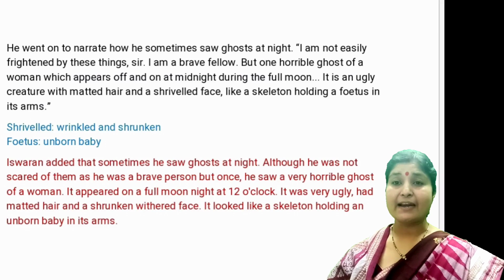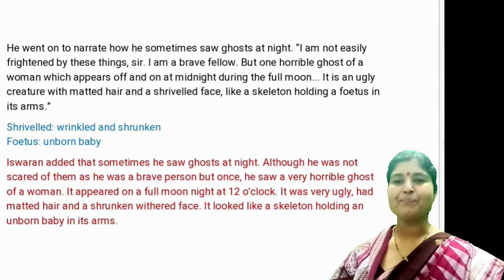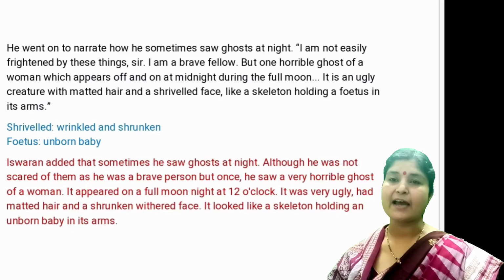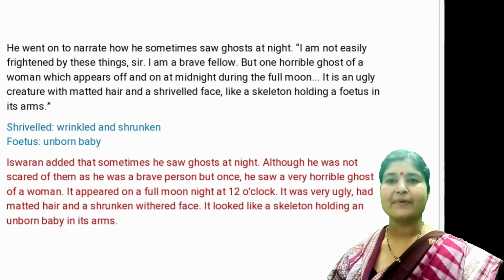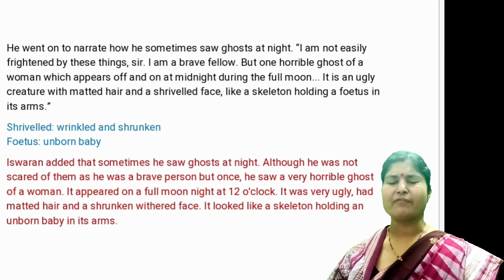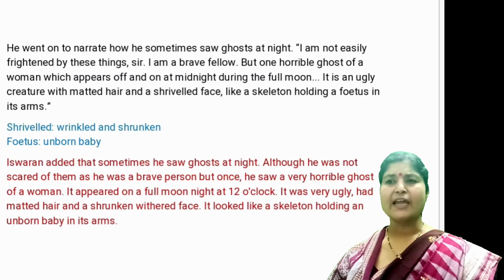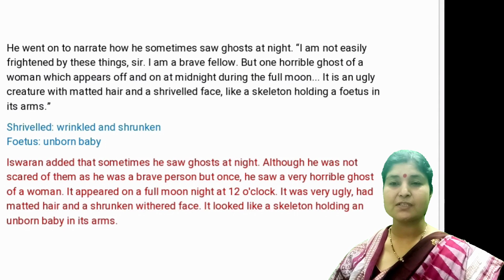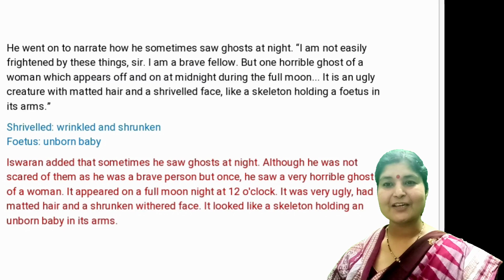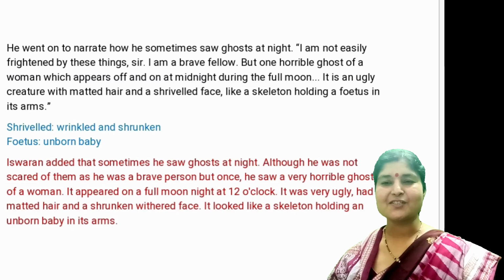So now Iswaran was narrating the story about the ghosts. Iswaran added that sometimes he saw ghosts at night, although he was not scared of them. He was saying that he was not scared of them as he was a brave person. But once he saw a very horrible ghost of a woman. It appeared on a full moon night at 12 o'clock at midnight. It was very ugly, had matted hair and a shrunken, withered face. It looked like a skeleton holding an unborn baby in its arm. So, it is so threatening, no children? When you see a ghost like this, will you be frightened or not? Obviously, you will be frightened, okay? So, let us go to your next paragraph.